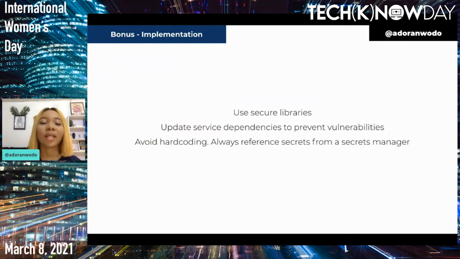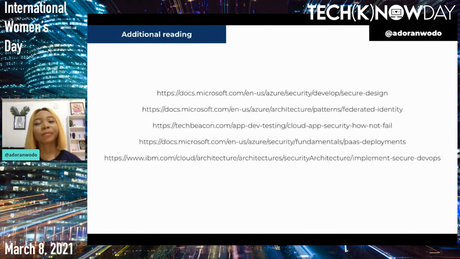Other important things I would say are using secure libraries, updating your service dependencies to prevent vulnerabilities, and avoiding hard coding. If you need to reference any secrets, reference them from a secrets manager. Don't hard code them into some kind of environment file or something like that. Also, if you are sending data across that is possibly sensitive, think about encrypting that as well.